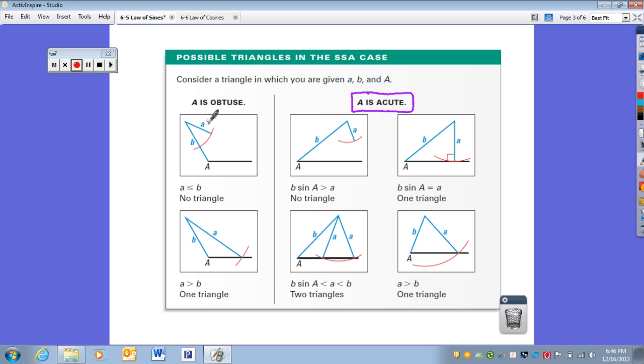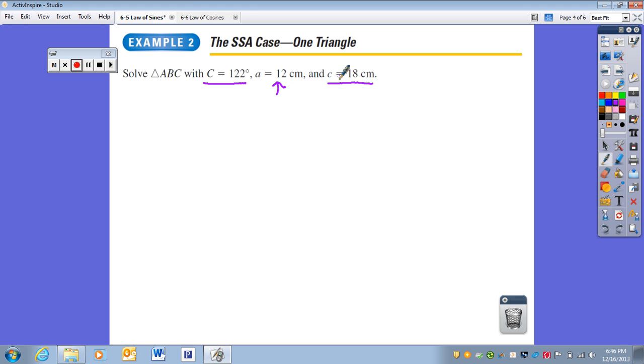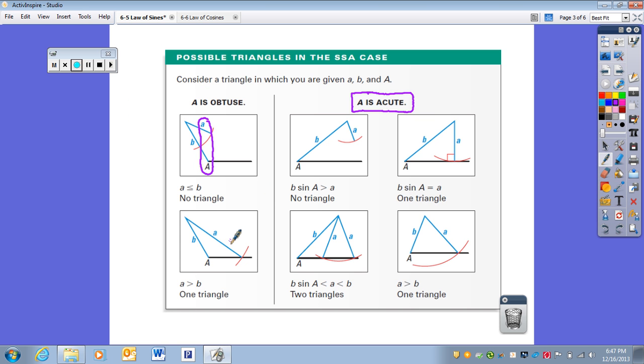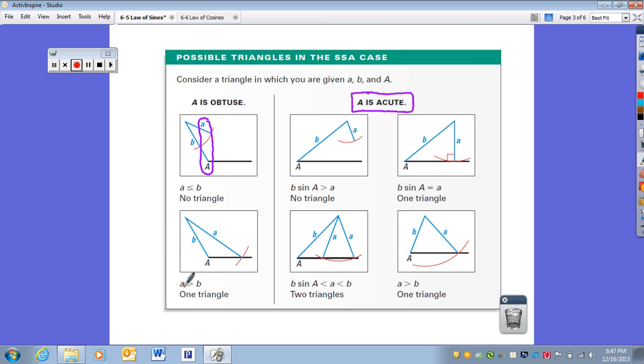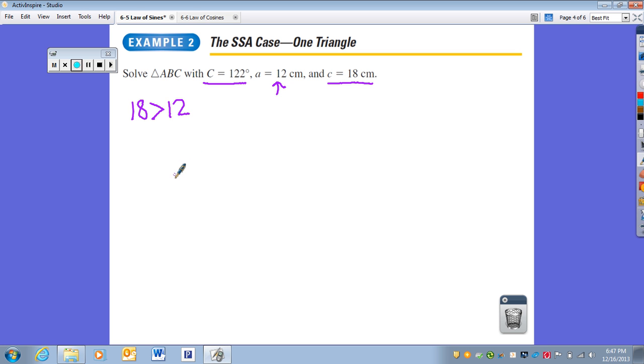But that doesn't matter as long as you have one side and one angle that you have the relationship for. Then you're going to compare it to the other one that you're given. So in this case, we compare side C, which is 18 centimeters, to the other side we were given, which is 12. So we know that 18 is greater than 12. Since 18 is greater than 12, it is a possibility, and we can solve to find the other measurements of our triangle. It is one triangle. So we are going to set up our ratios or proportion, and we're going to solve.